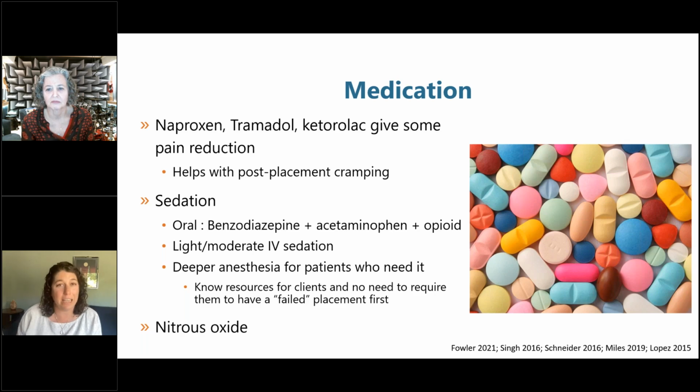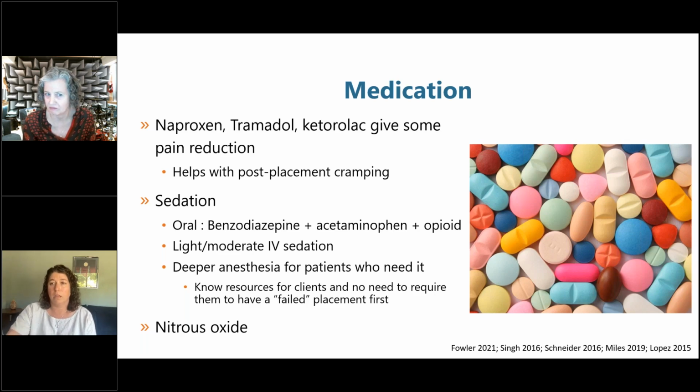Well, let's just see if you can do it, right? So if a client is coming in and is really clear that in order to undergo this procedure they need a deeper anesthesia, trust them and help them figure out how to access that. And this is especially helpful for clients with disabilities.